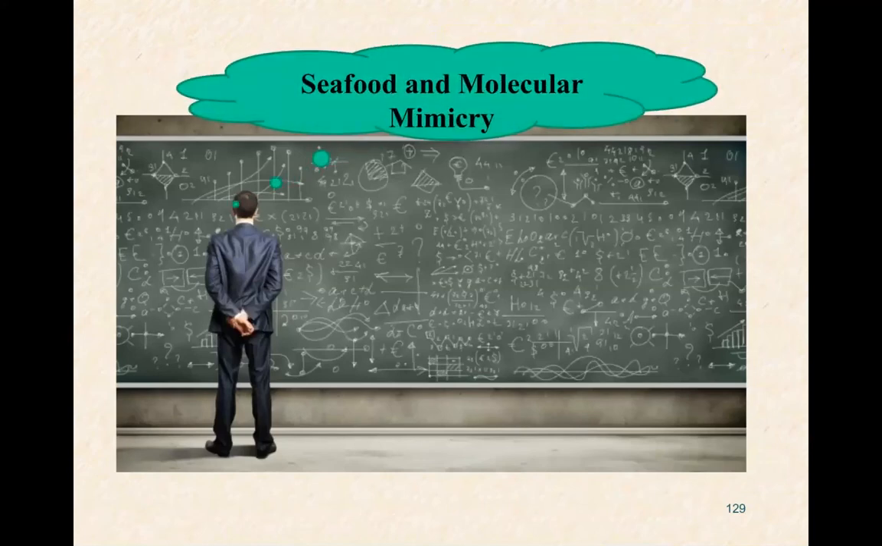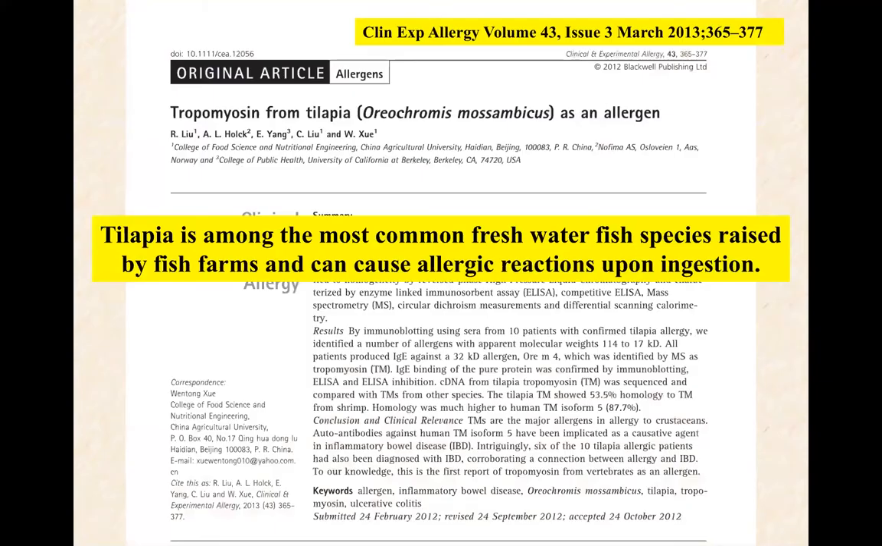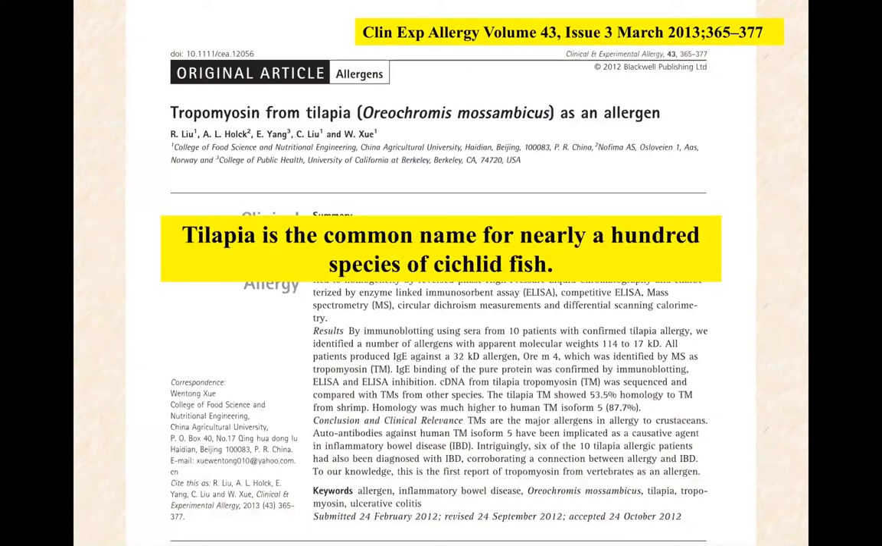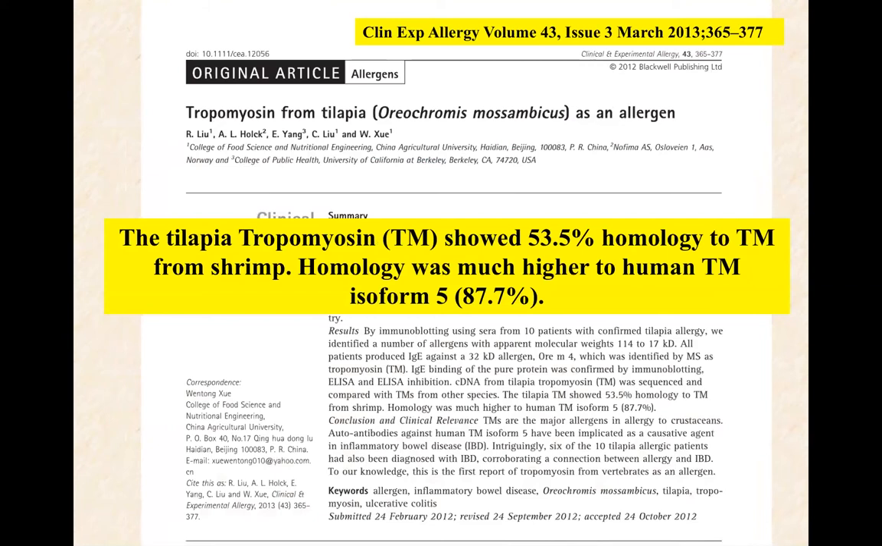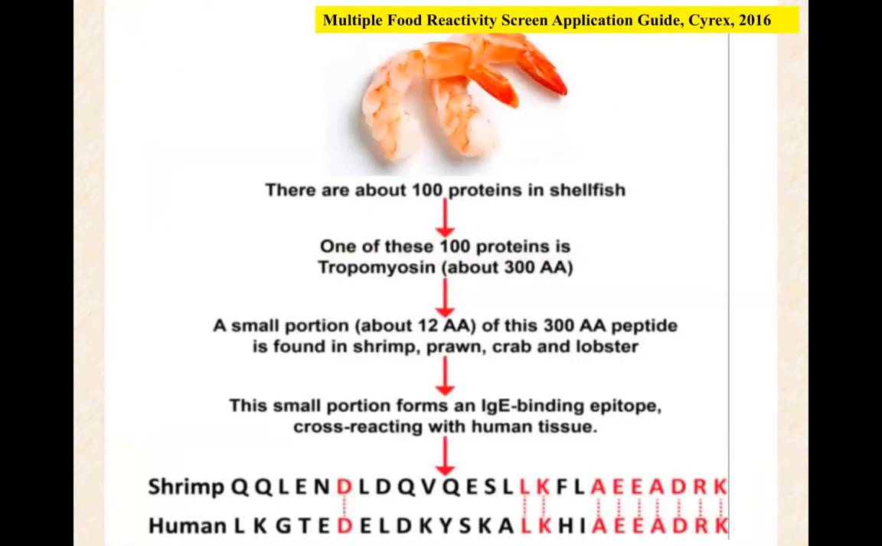What about seafood? Tilapia is among the most common freshwater fish species raised by fish farms, folks, and can cause allergic reactions upon ingestion. It's a common name for nearly 100 different species of cichlid fish. It shows 53% homology to shrimp and 87% homology to human tropomyosins.